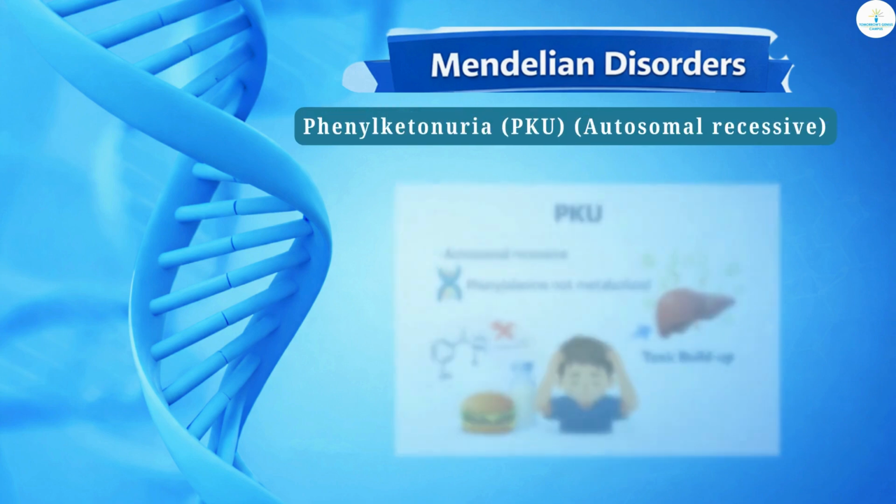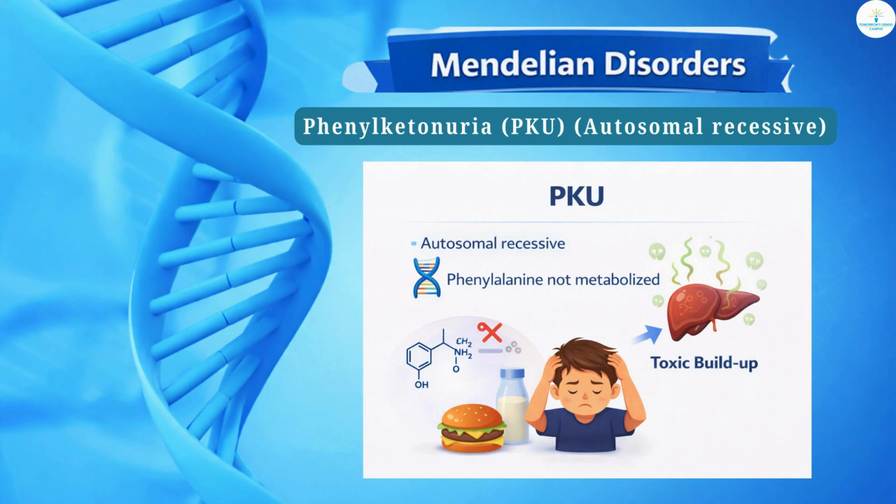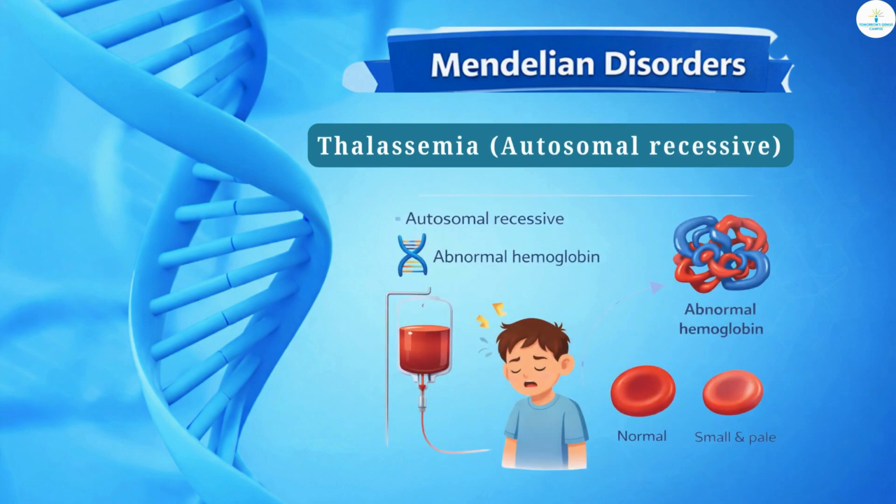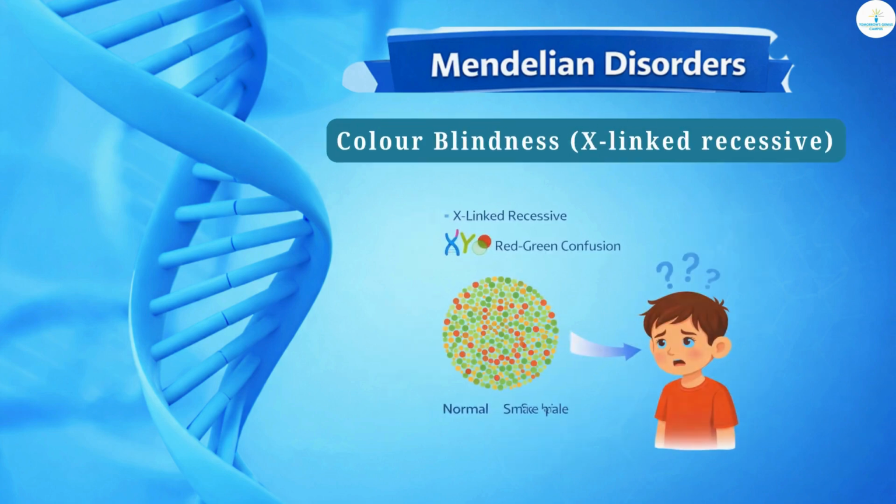In phenylketonuria, the body lacks the enzyme required to convert phenylalanine into tyrosine. This leads to accumulation of toxic substances, which can cause intellectual disability if untreated. Thalassemia, autosomal recessive, is a blood disorder resulting in the synthesis of abnormal hemoglobin molecules leading to anemia. Color blindness, X-linked recessive, is failure to differentiate between red and green colors.